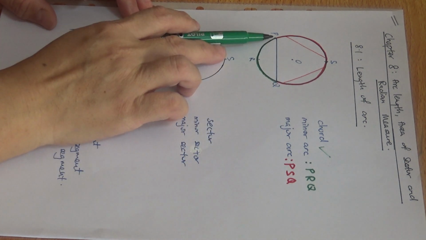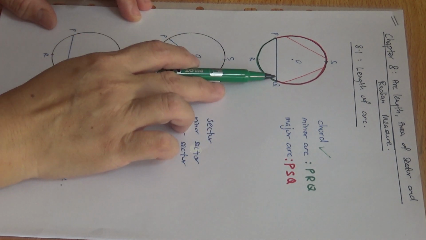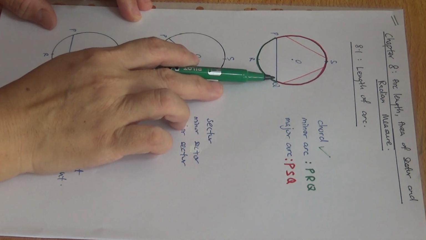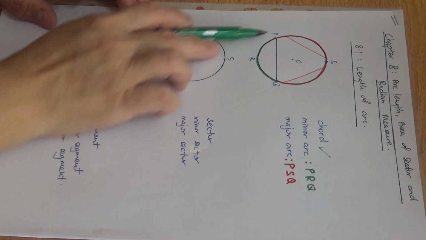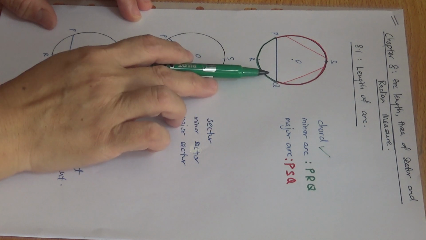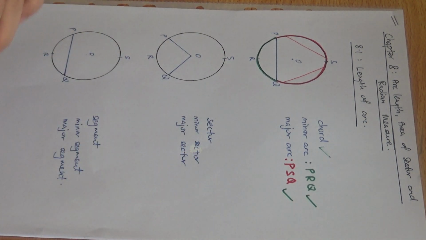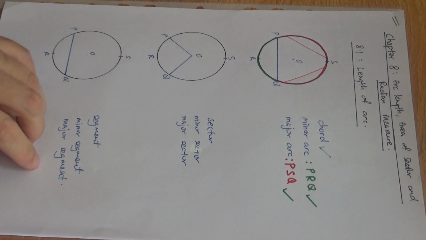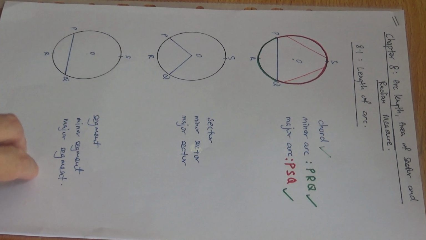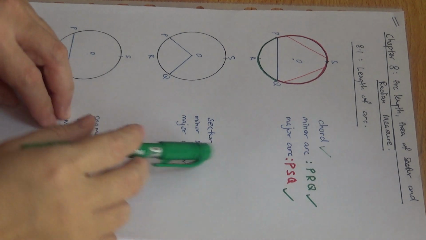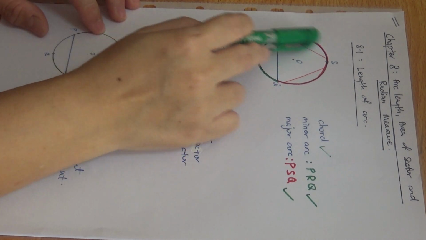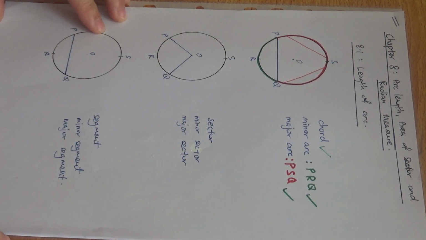If you just call it arc PQ, we do not know whether it is the minor or the major, because there are only two endpoints and we can go in this direction and this direction. So usually for an arc, we use three letters. Make sure you know that the minor arc is less than half the circle and the major arc is more than half the circle.